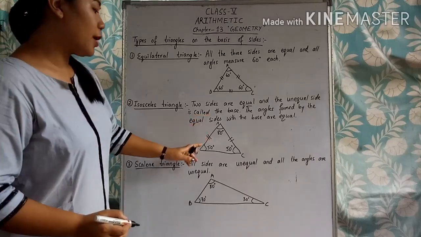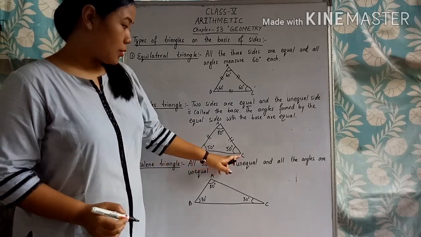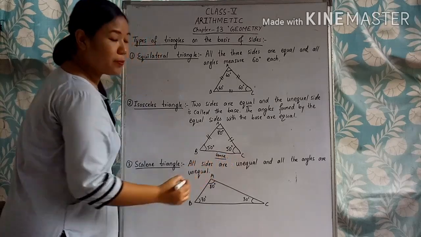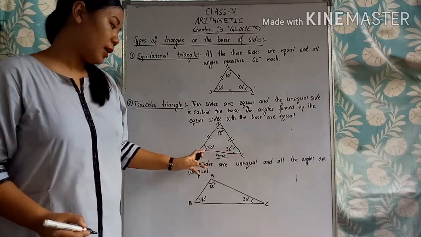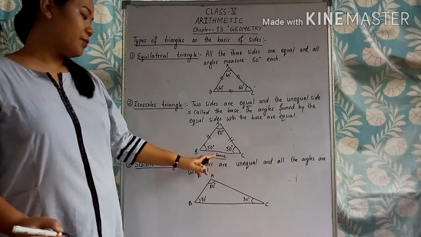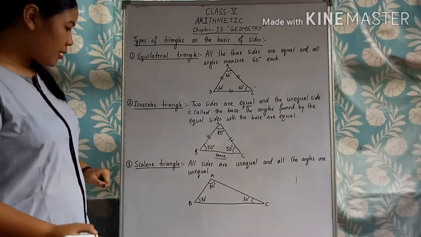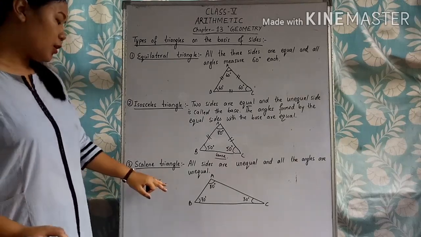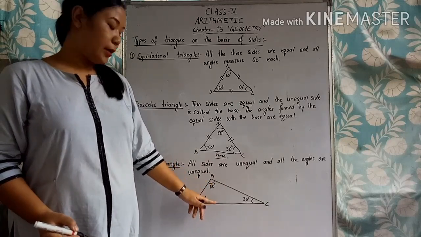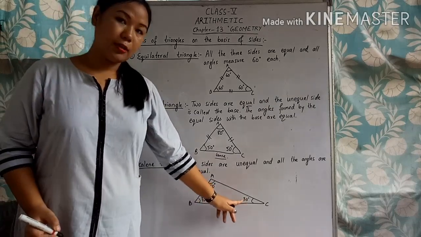Next is the isosceles triangle. So when two sides of a triangle are equal and the line which is unequal is known as the base. And the angles made at the base, you can see here, are equal, 50, 50. Clear? So this type of triangle is known as an isosceles triangle. Next is the scalene triangle. Now in a scalene triangle, all the sides are unequal and all the angles made by the triangle are unequal. You can see here 70, 80, 30. Clear?